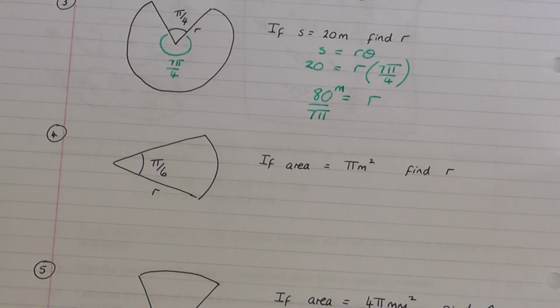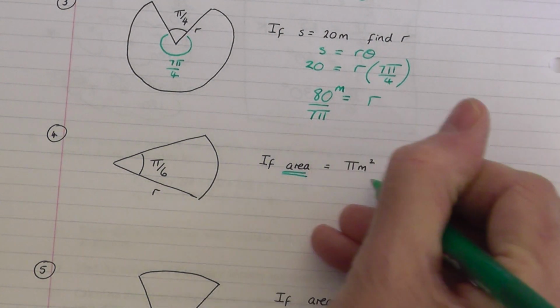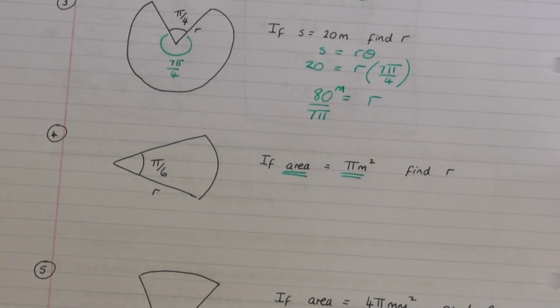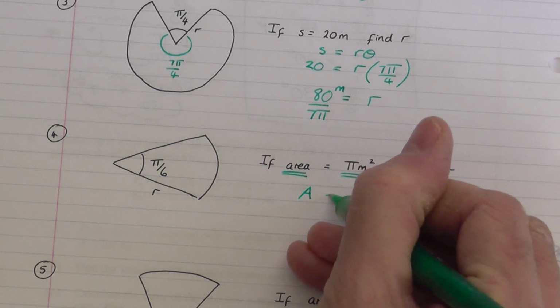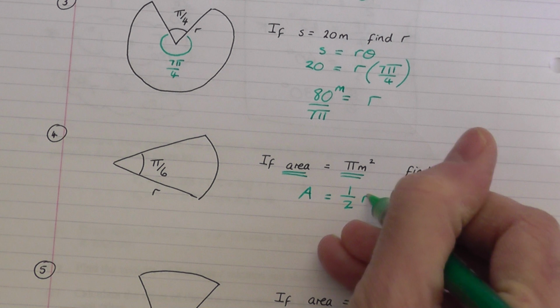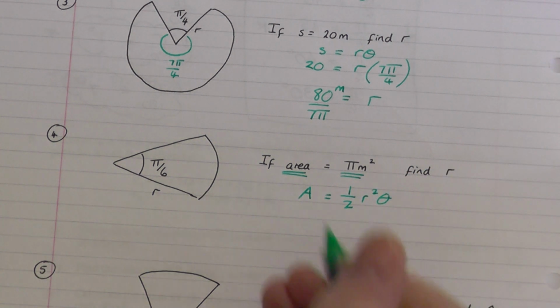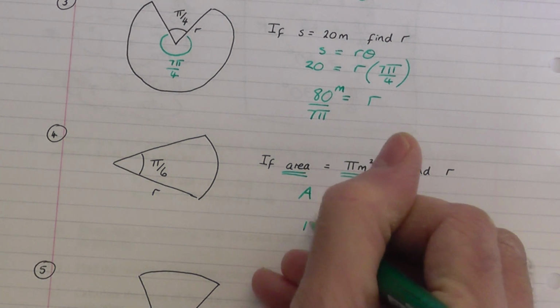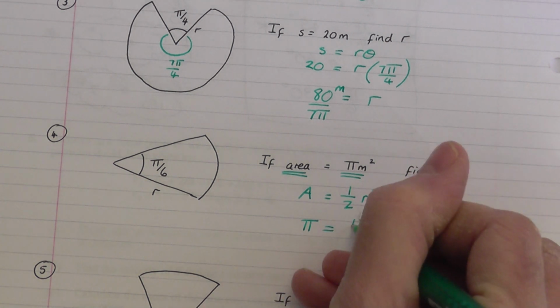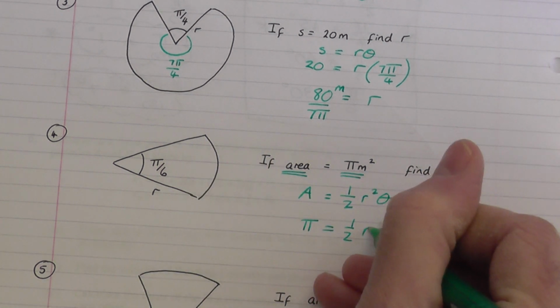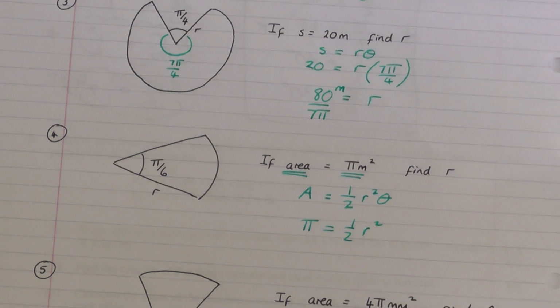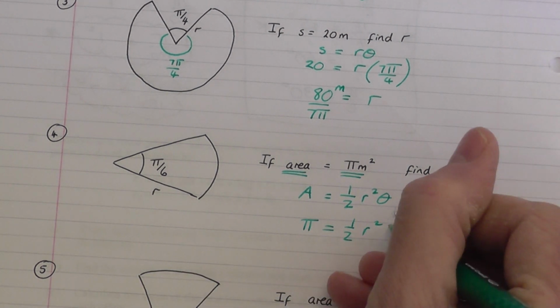Okay, number 4, an area question. Area. We're told something about area. So the starting point here will not be s equals r theta. It's A equals a half r squared theta. You're told the area is pi. So change A to pi. A half of r squared, I don't know r, that's what I've got to do, find r. And theta is pi by 6.